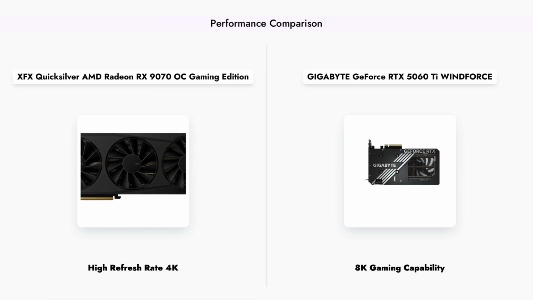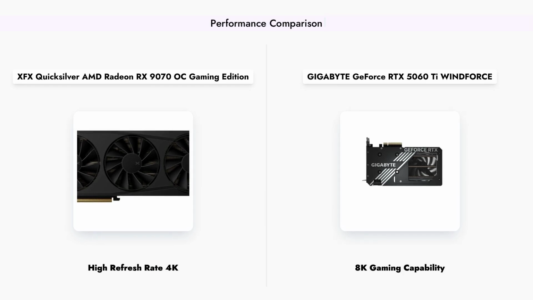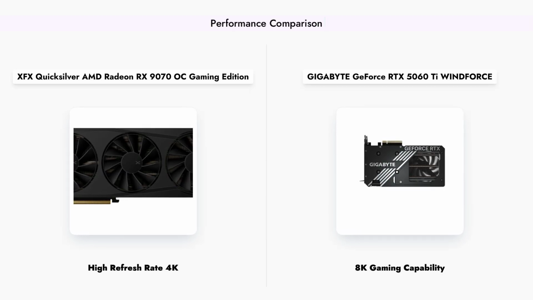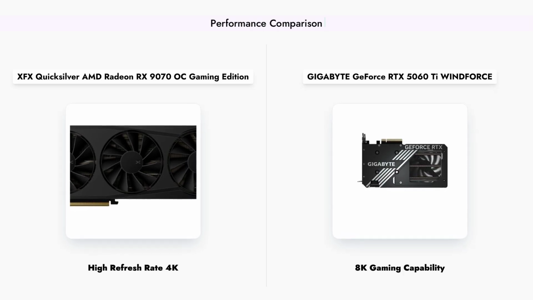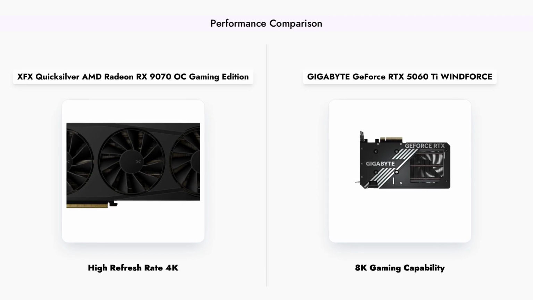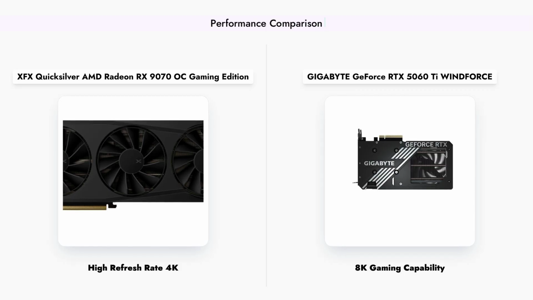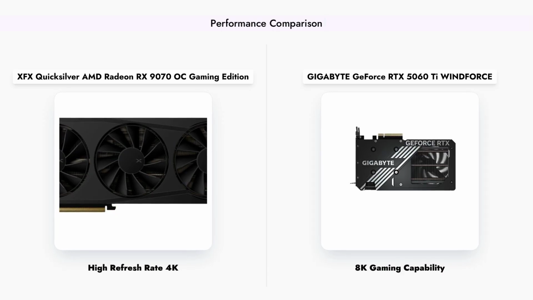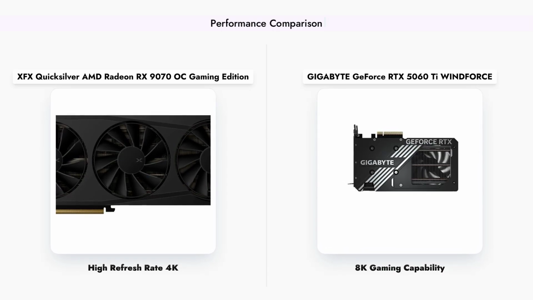When it comes to performance, the XFX Quicksilver RX 9070 OC is designed for high refresh rate 4K gaming, utilizing its powerful RDNA 4 architecture and robust cooling system. In contrast, the GIGABYTE RTX 5060 Ti, with its Blackwell architecture, offers impressive 8K gaming capabilities, making it a versatile choice for future-proofing your gaming setup. Both cards feature 16 GB of VRAM, but their performance characteristics vary significantly based on their architecture and cooling solutions.